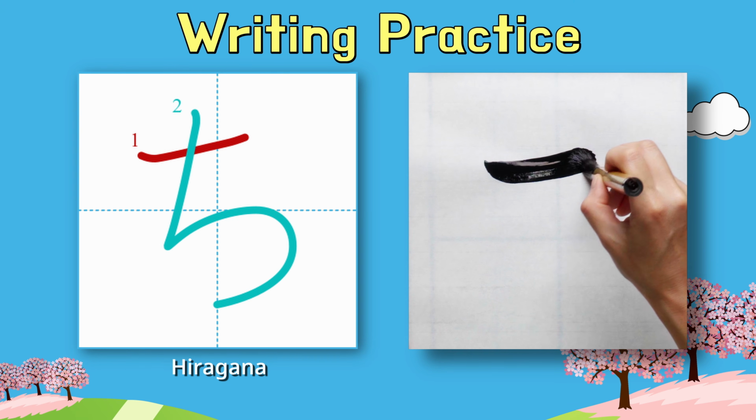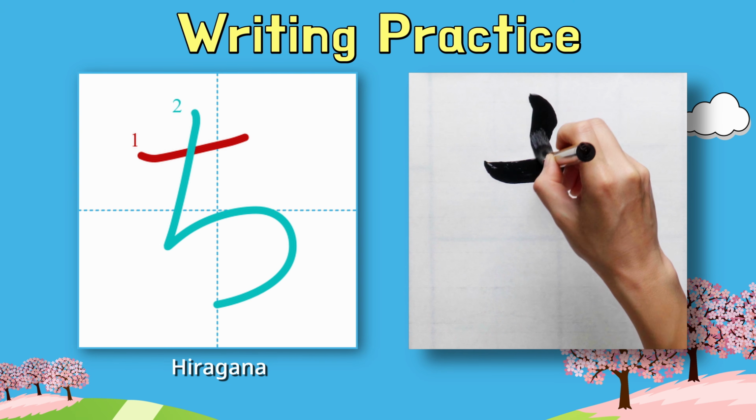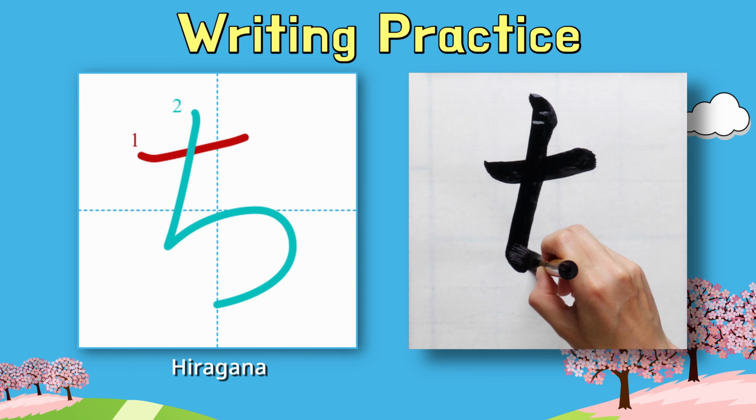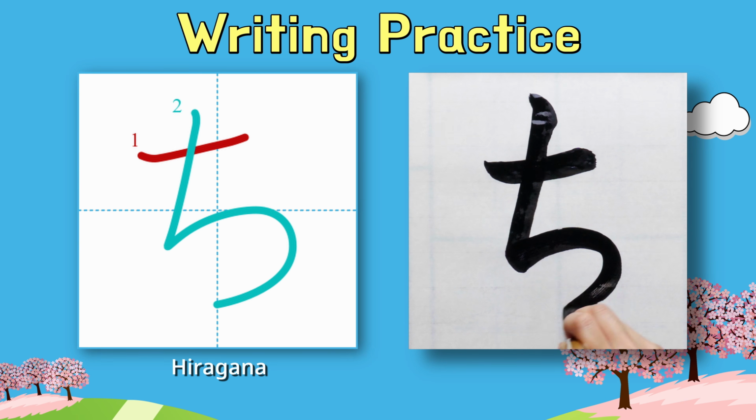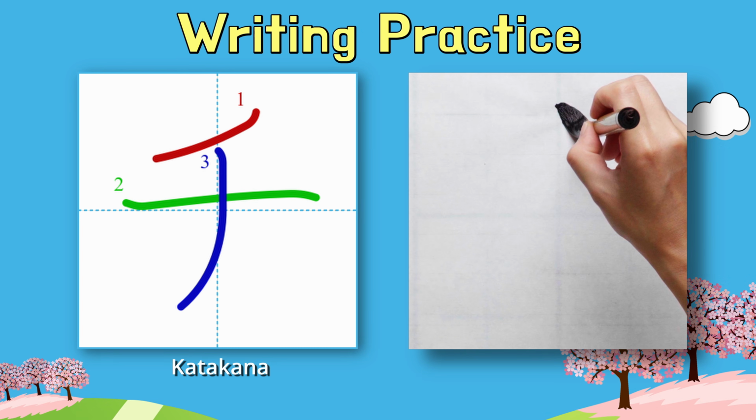Unlike how the bottom parts of ki and sa are not connected to the upper part in writing, the bottom loop in chi is connected, just like in the font.